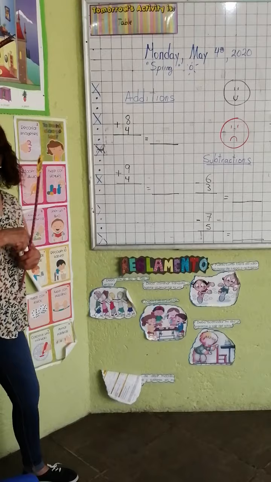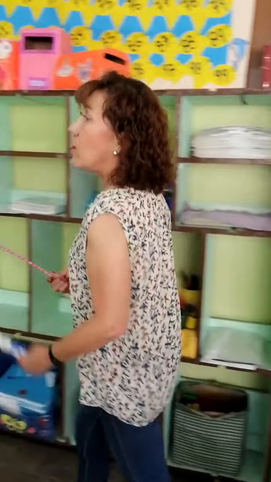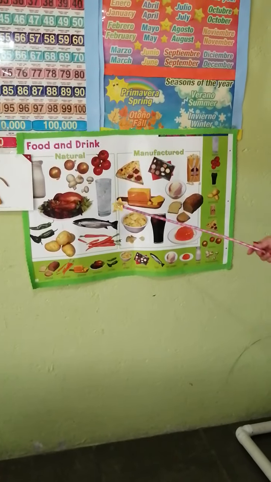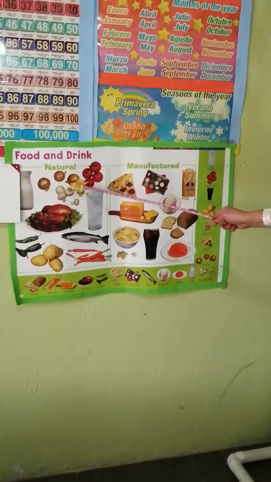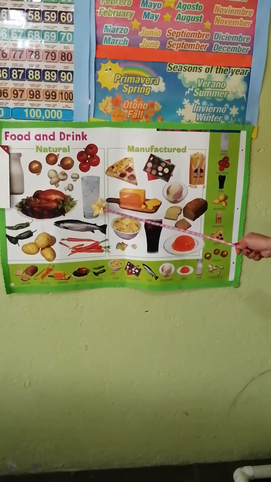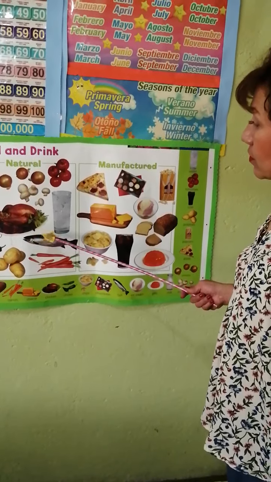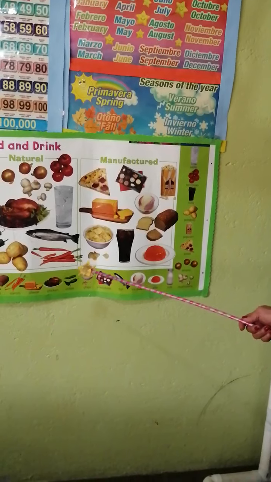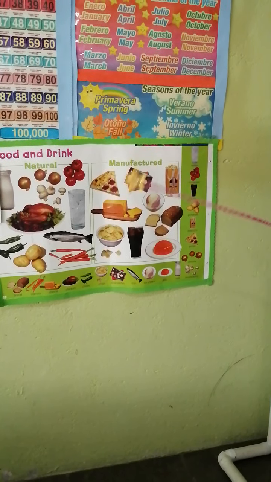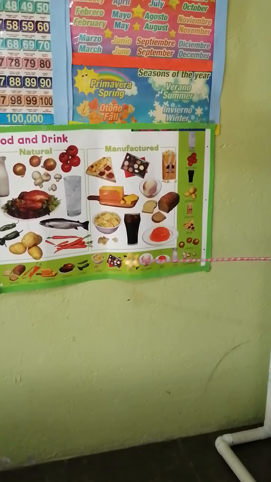Okay, kids? Well, let's continue doing our review and we are going to check the food, the natural and manufactured food. We have natural: milk, onions, tomatoes, repeat with me, kids, mushrooms, ice with water, chicken, peppers, potatoes, fish, carrots. And here in manufactured food we have pizza, chocolates, popcorn, ice, bread, butter, chips, Coke, and jelly.